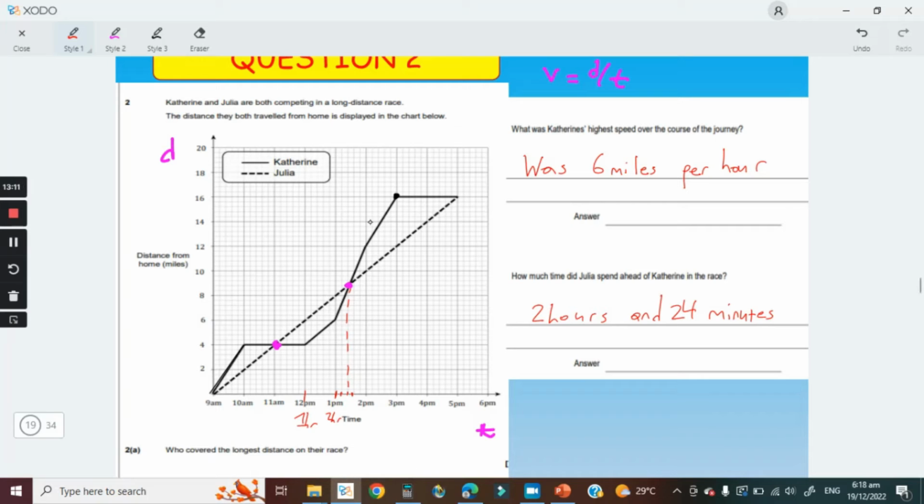And then realize Catherine finished the race at 3 o'clock and Julia finished all the way at 5, because Julia was just traveling at a constant speed. Catherine stop, sprint, stop, and all of that crazy stuff.